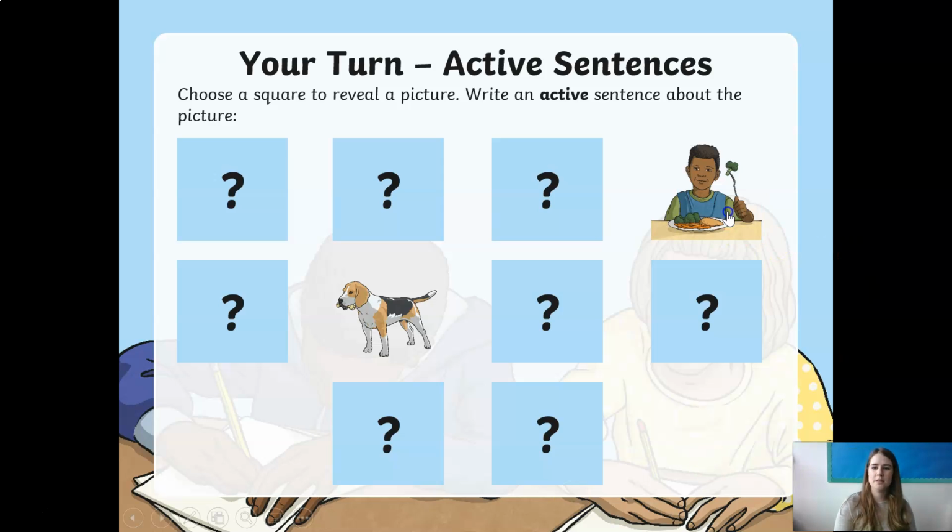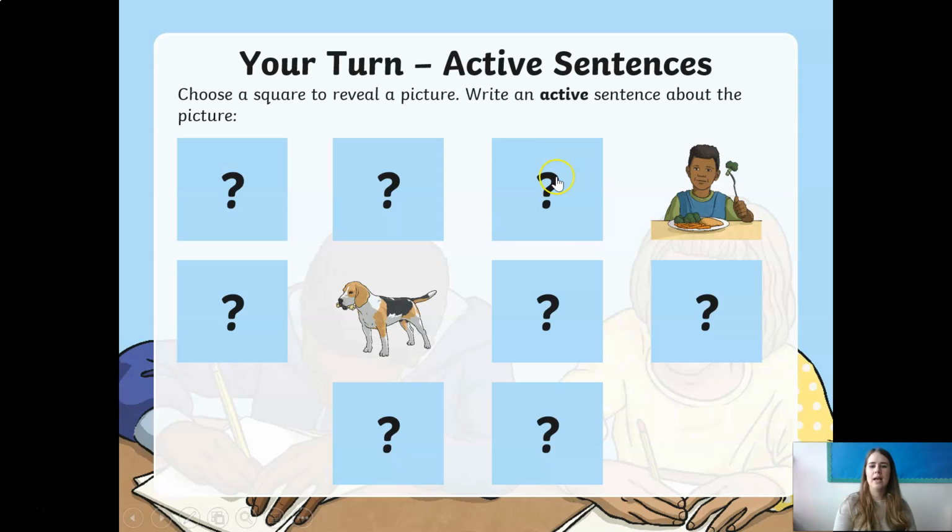Okay, let's pick another one up here. Oh, okay, we've got a child here eating his dinner, and he's got a nice chunk of broccoli on his fork. Okay, so pause the video and have a go. Okay, so here I might say Benjamin ate his broccoli. Okay, if it'd been passive, it would be the broccoli was eaten by Benjamin.